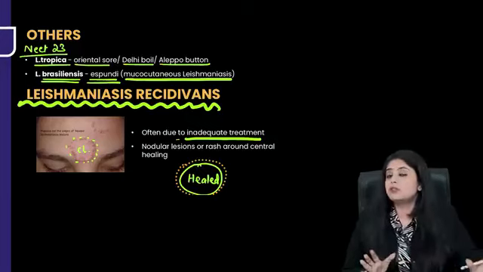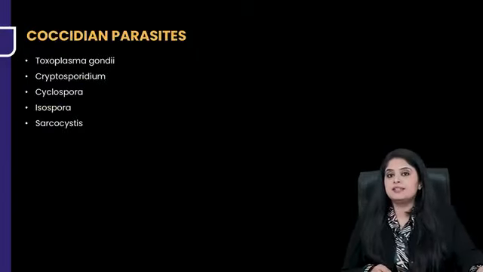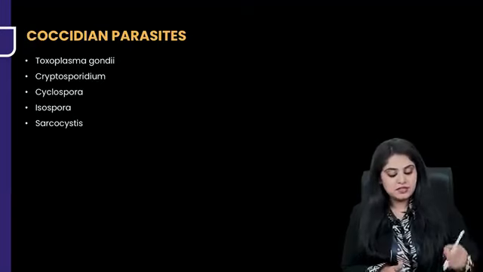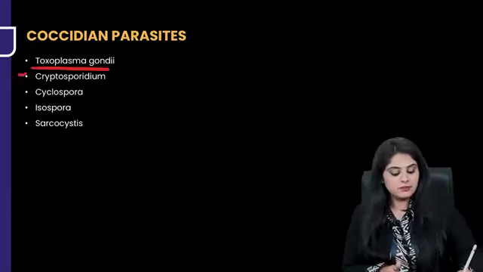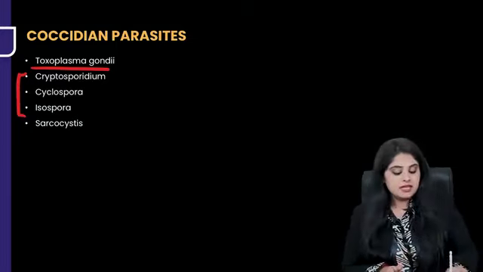That definitely wraps up all of your hemoflagellates, Leishmania and Trypanosoma, which means we can now take up the next family, and the next one is the coccidian parasites. Let's begin. Now this includes Toxoplasma gondii, which is one separate organism, and the other three are Cryptosporidium, Cyclospora, Isospora, which is the diarrhea family. And in the end, you hardly get any question on something called Sarcocystis. These are all the coccidian parasites.